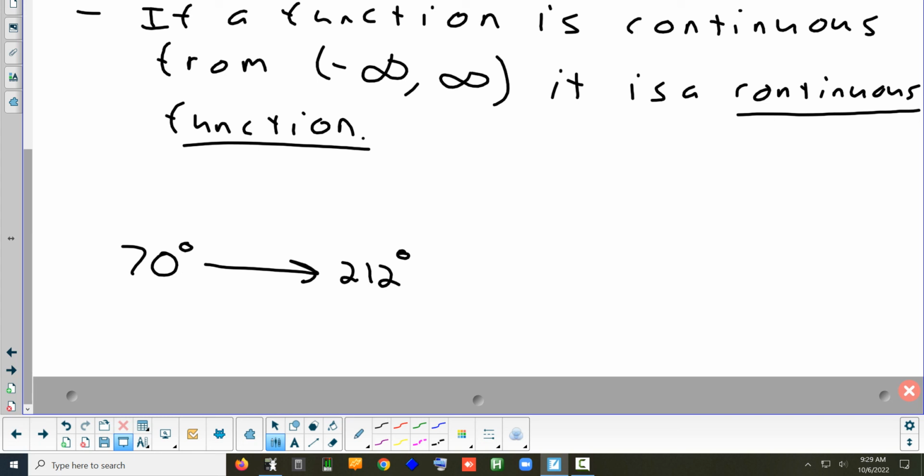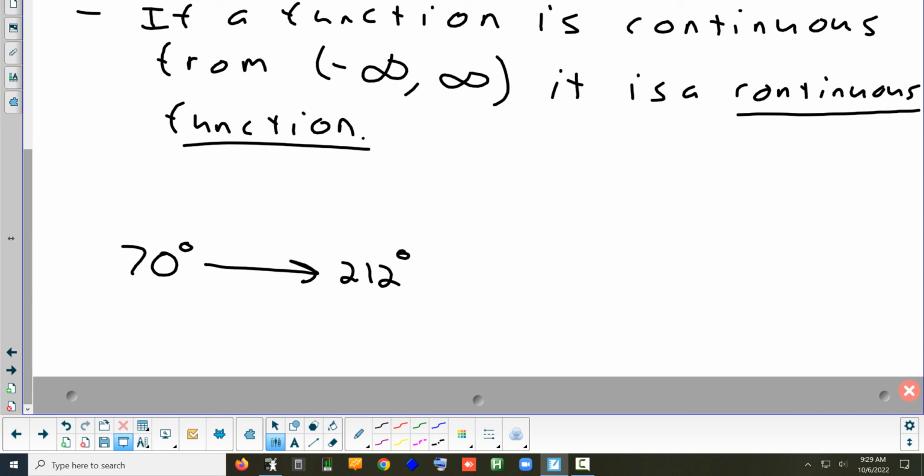Yeah? 42? That's the answer? 42 different temperatures. How'd you get that? Basically, all I did was subtract 70 from 212. Okay, so I see what you did there. But if you subtract 70 from 212, that would give you how much? It would be more than 42. Yeah? So there's only 142 temperatures between those two.